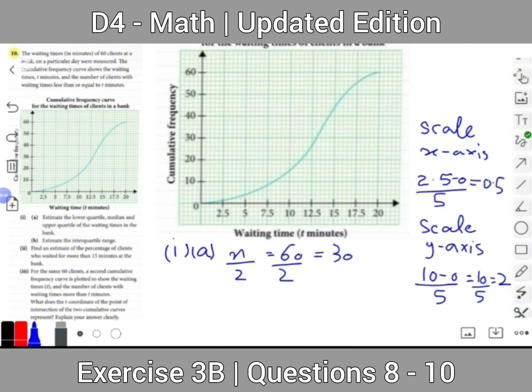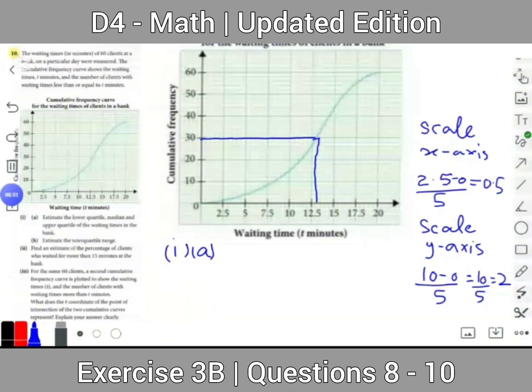Now we will look at the data value corresponding to the cumulative frequency of 30. So we have 30. Now from 30 we will draw a horizontal line until it touches the cumulative frequency curve. Now from the point of intersection on the curve we will draw a vertical line until it touches the x-axis. So here we have the value 13. So the value of the median is equal to 13 minutes.